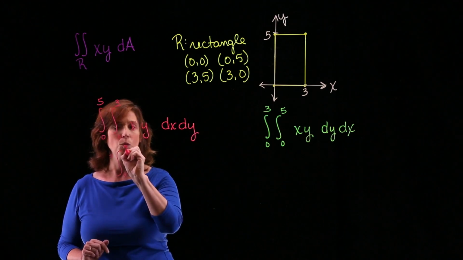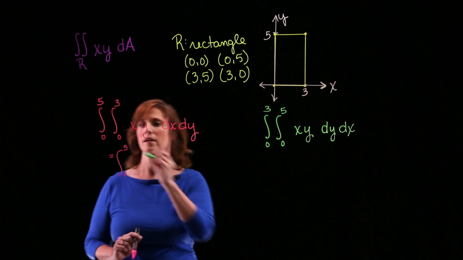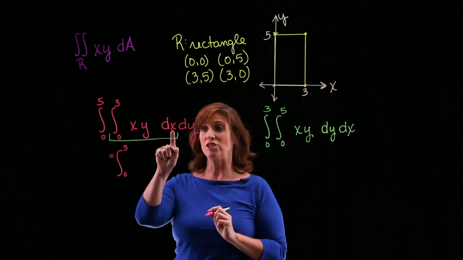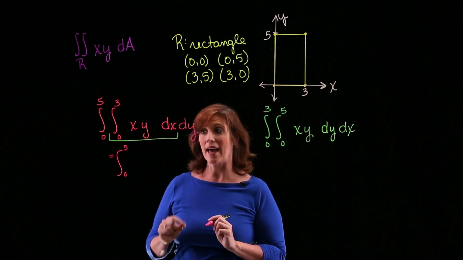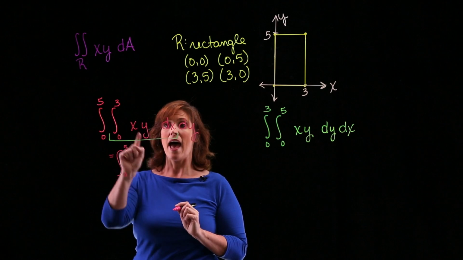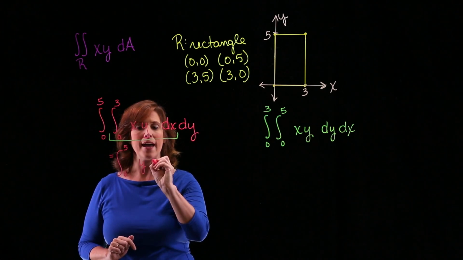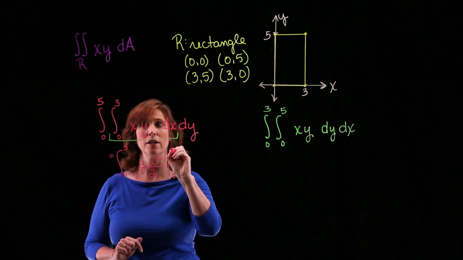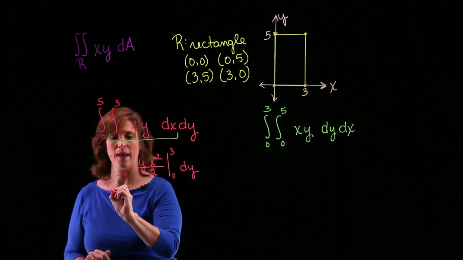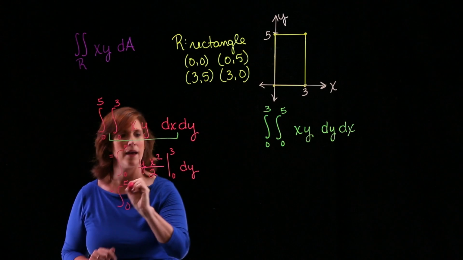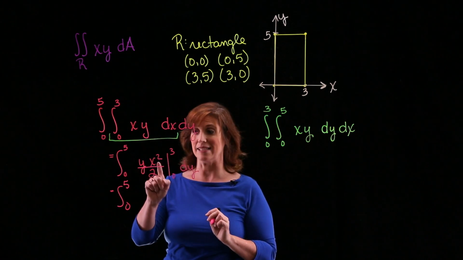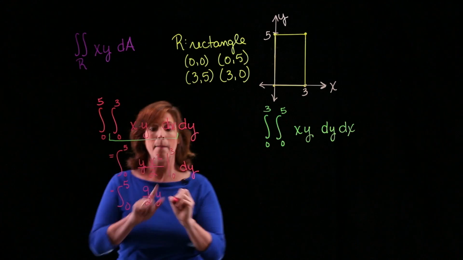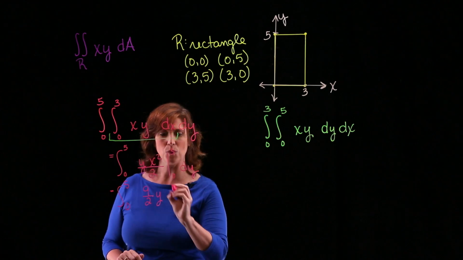So I'll start out with the inside integral. My variable of integration is x, which means I'm going to treat y like it's a constant. So when I integrate xy, I'm going to have y times x squared divided by 2, and I'll evaluate that from 0 to 3, dy. Plugging in my upper and lower limits for x, I'll now have 9/2 y minus 0. So I just have 9/2 y dy.